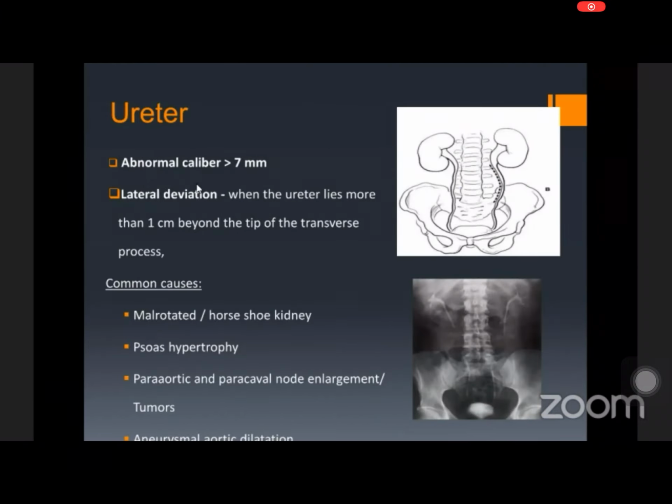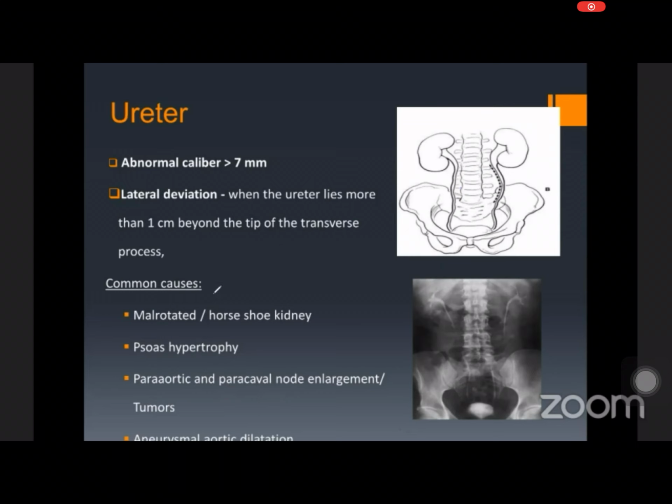So coming to the abnormalities of the ureter, the normal caliber of the ureter is up to 7 mm. Any dilatation more than 7 mm is considered abnormal. So we should see the course of the ureter. The ureter is said to be laterally deviated when it is more than 1 centimeter beyond the tip of the transverse process. So we should always compare with the contralateral ureter.